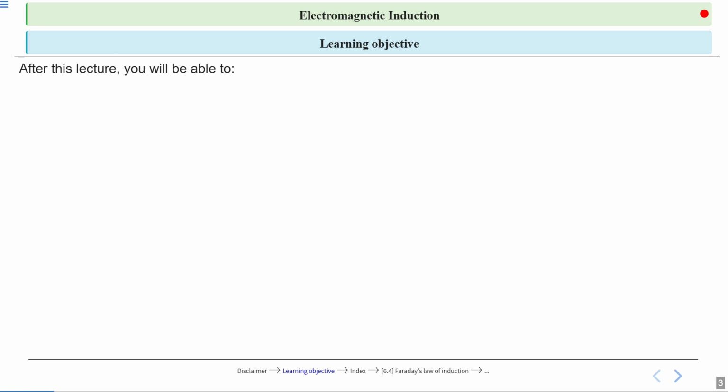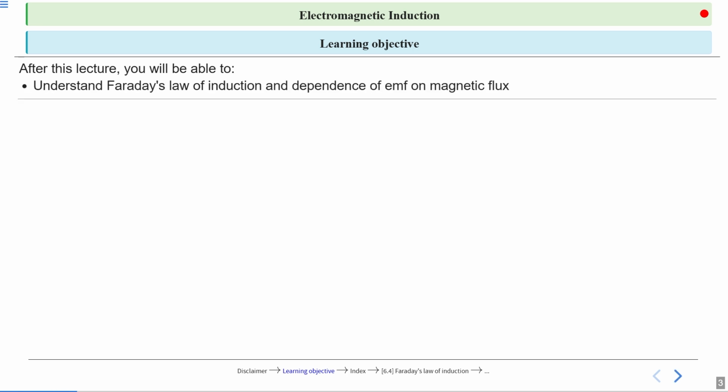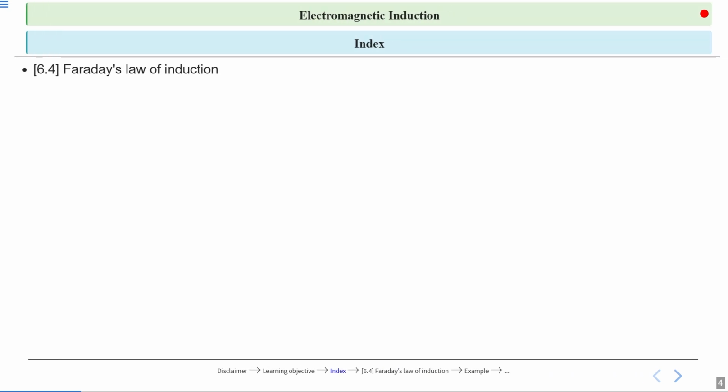Learning objective. After this lecture, you will be able to understand Faraday's law of induction and the dependence of EMF on magnetic flux. Basically, we are going to discuss Faraday's law of induction today.